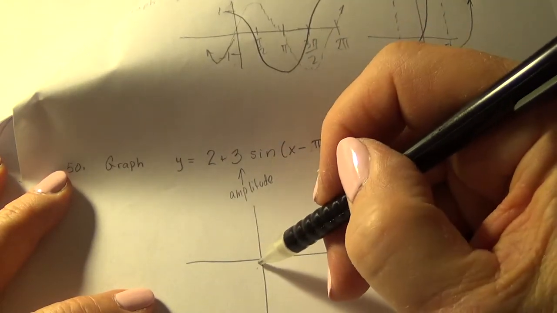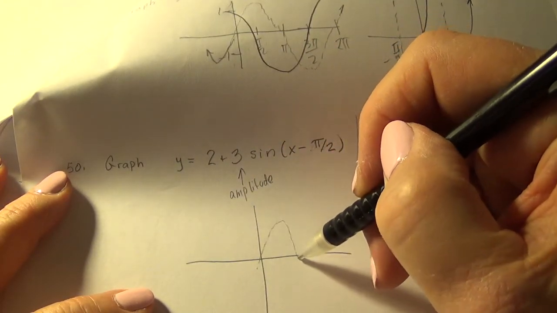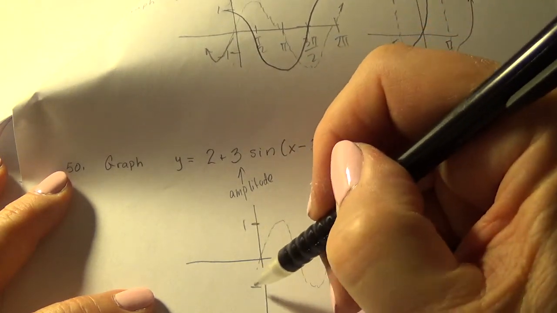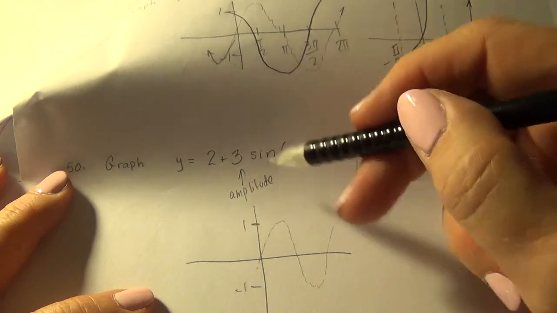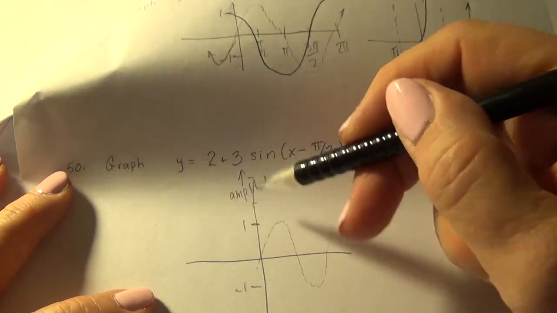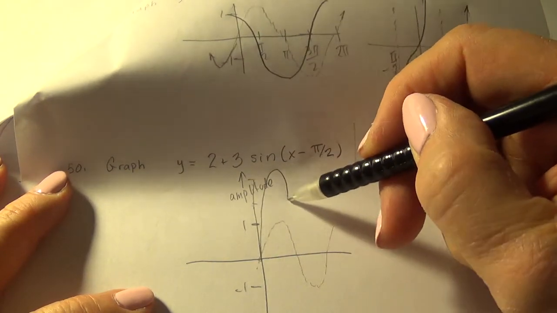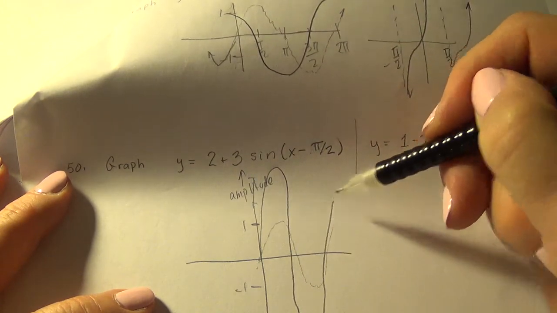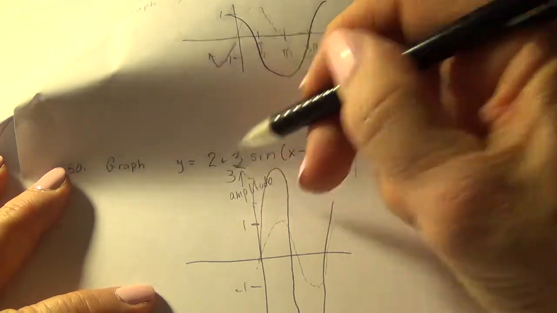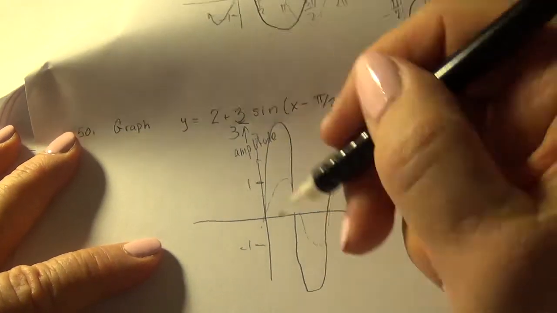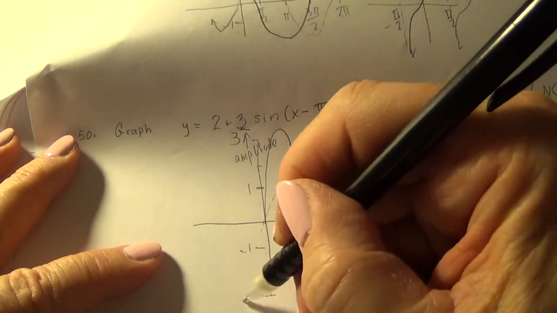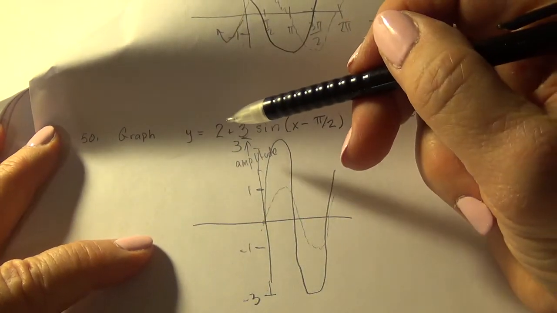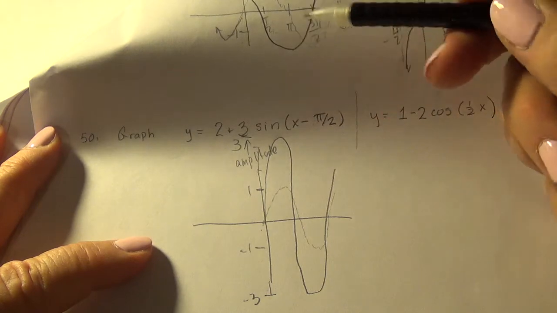Alright, sine normally goes up to 1 and down to minus 1, like that. But that 3 means it'll go up to 3, so it's going to go all the way up to 3. Notice I haven't stretched it out or anything. I just went up to 3 and down to minus 3. Say this is minus 3. Alright, so this number we'll do last.